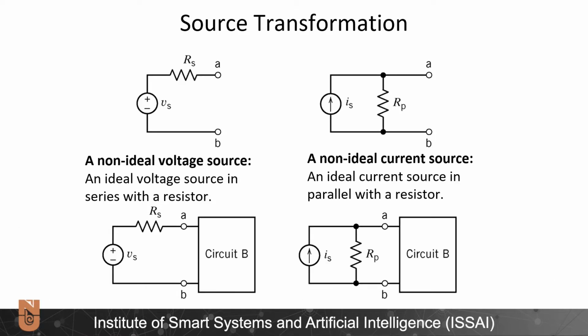For source transformations, we assume that we have a voltage source in series with a resistor, which is connected to a circuit B. Or similarly, we assume that we have a current source with a parallel resistor, which is connected to another circuit B as well. Our objective is to convert this voltage source with the series resistor to the equivalent current source with the parallel resistor. This might make circuit analysis simpler.